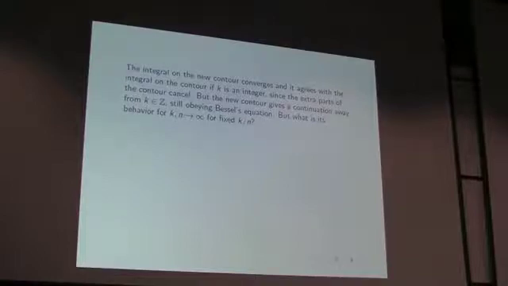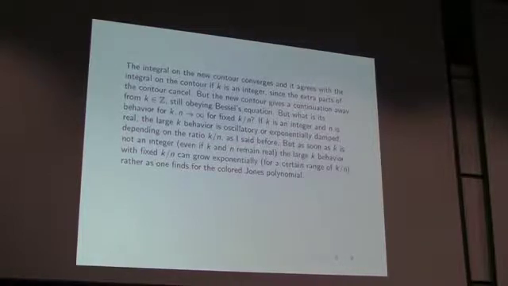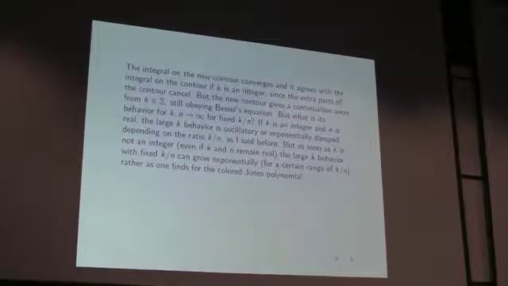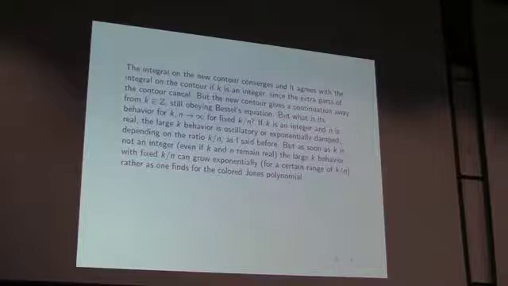So now that we've analytically continued, what's the behavior when k and n go to infinity with a fixed ratio? Well, if k is an integer and n is real, then as I said before, the large k behavior is oscillatory or exponentially damped, depending on the ratio of k over n. But as soon as k is not an integer, even if k and n remain real, the large k behavior can grow exponentially, rather as for the color-Jones polynomial.